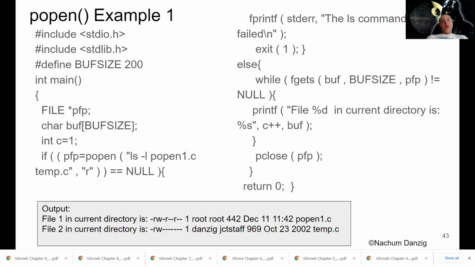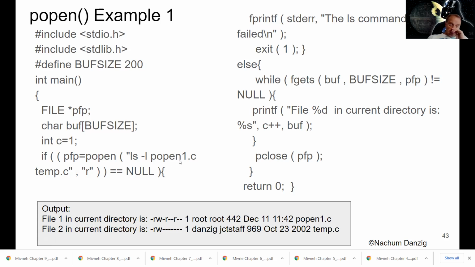So now we have another example of popen, a little bit more complicated. And now what am I doing? I'm making a buffer. I'm making a p file, a pipe file pointer. And I'm doing popen. And this is the command I want to write: ls -l of popen1.c.